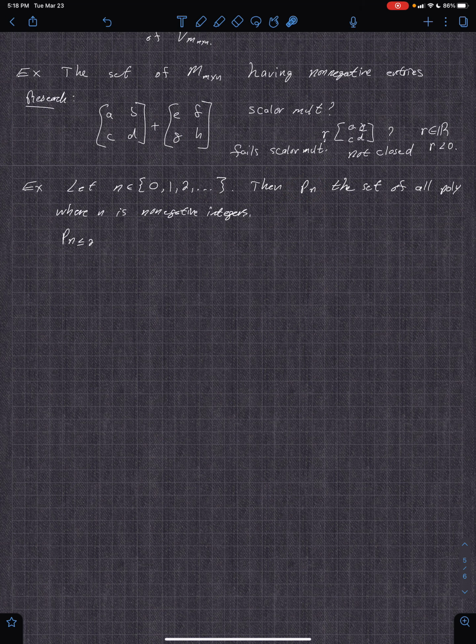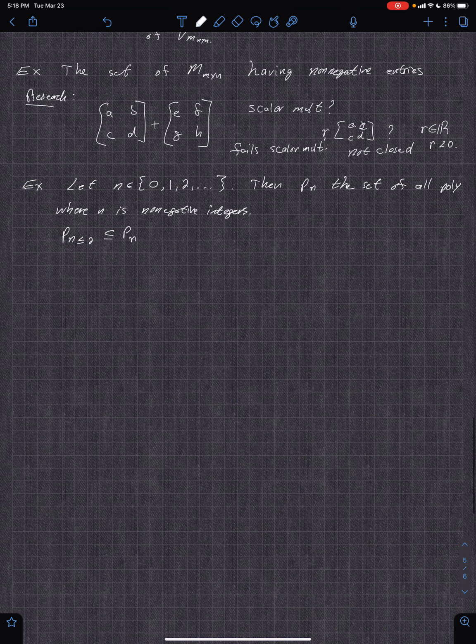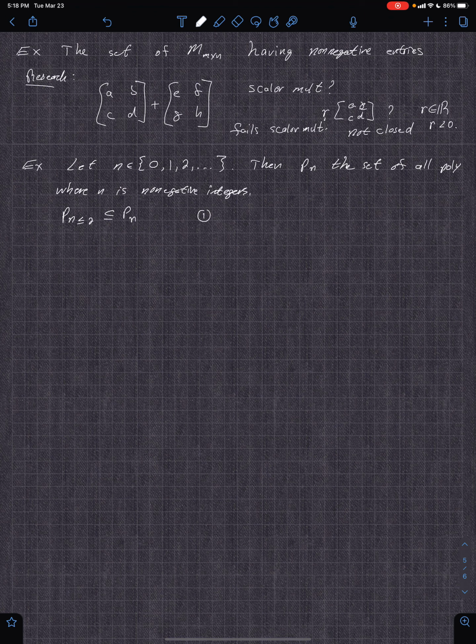All right, so what about the set of polynomials where n is less than or equal to 2? So we already showed that's a vector space. So is that a subspace? This is clearly a subset of P sub n as n is defined here. But do we have closure? And we already kind of showed that, right? Yes, we have closure.